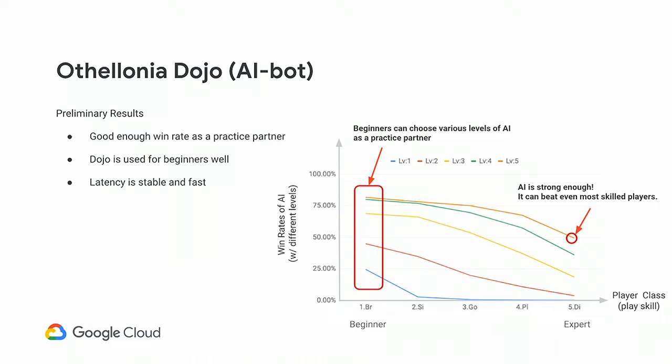From the beginner's perspective, win rates of AI range from about 20% to 80%, which means that the player can choose any appropriate level of AI according to their skills or preferences. So therefore, this AI works as a sort of good mentor.